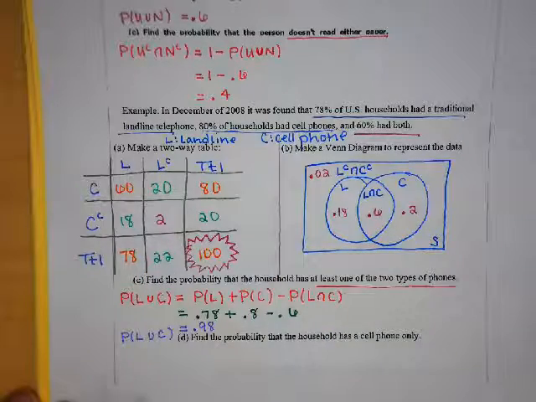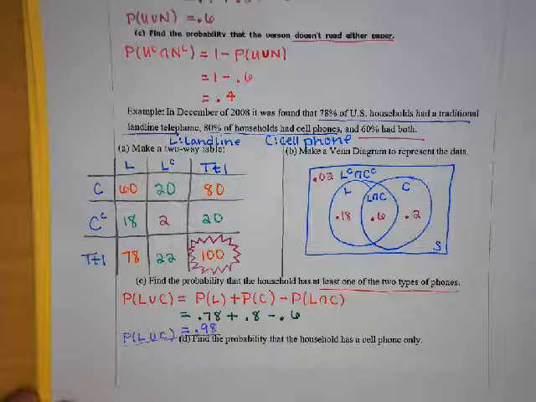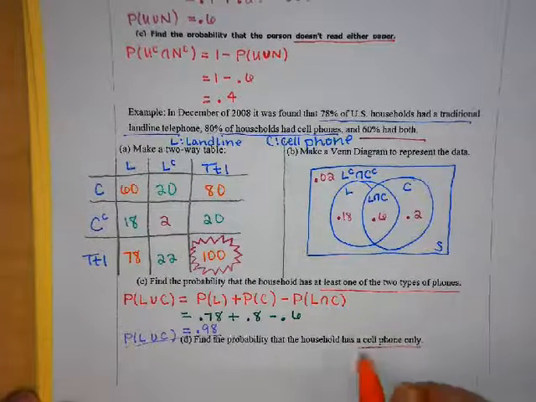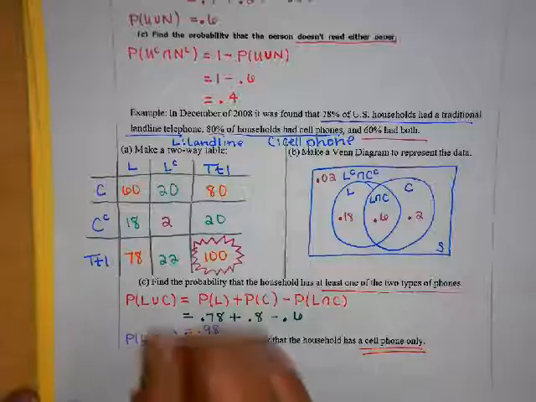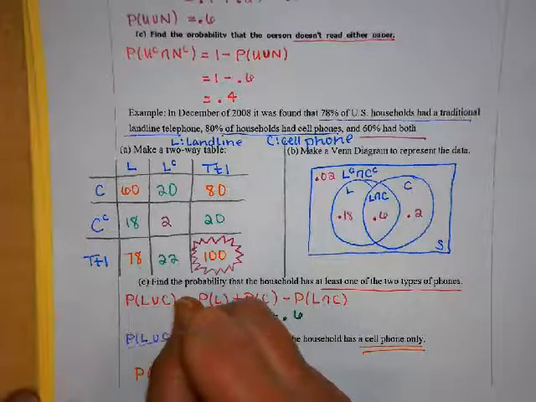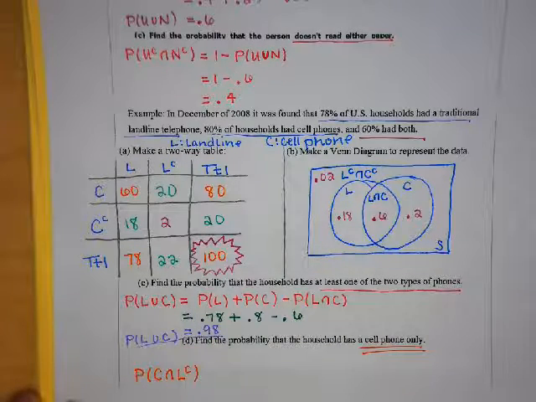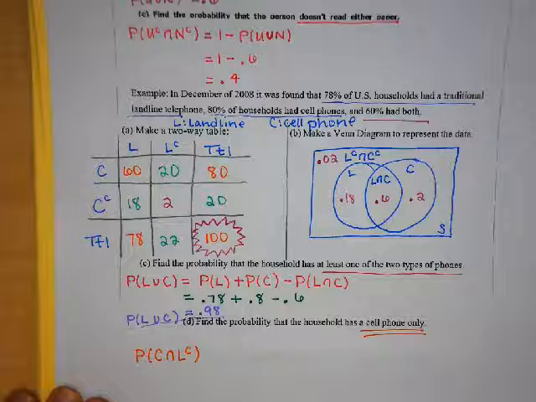And then our last question for today is find the probability that they have a cell phone only. So probability they have a cell phone and no landline. So in the two-way table, this one is pretty clear. Cell phone, no landline. It's 20%.